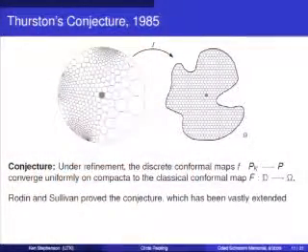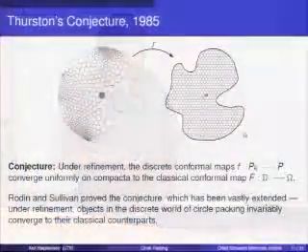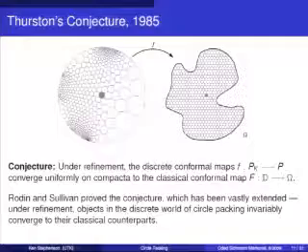Now this was proven shortly after the conjecture was made by Rodin and Sullivan, and it's been vastly extended to other situations, other combinatorics in particular. And a lot of that work, in fact, is Oded's work on more general combinatorics, for example. But sort of a catchphrase is that under refinement, objects in the discrete world of circle packing invariably, it seems, converge to their classical counterparts. So if you build something discretely that looks like a classical object and you refine it and keep it looking like that classical object, it will actually converge to it. So it's somehow capturing the same geometry.